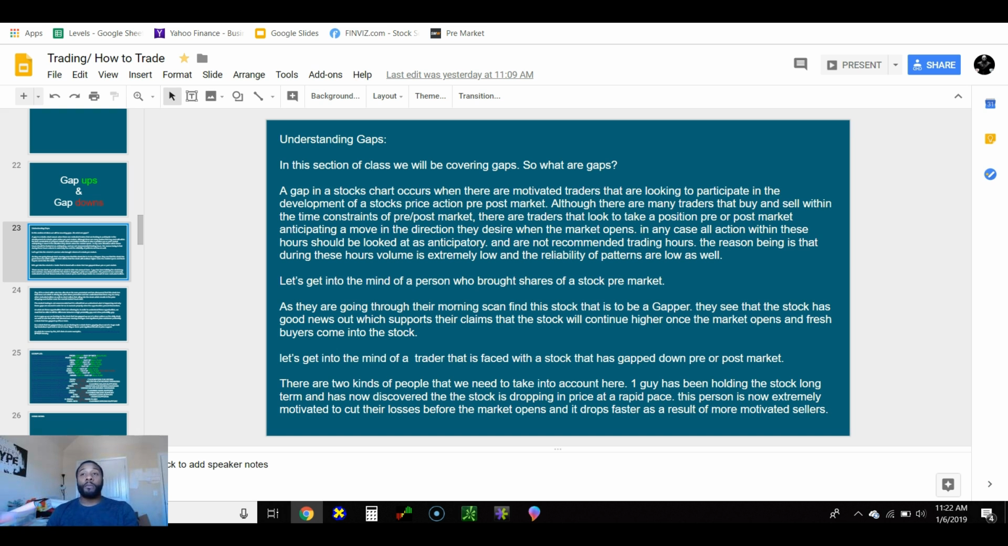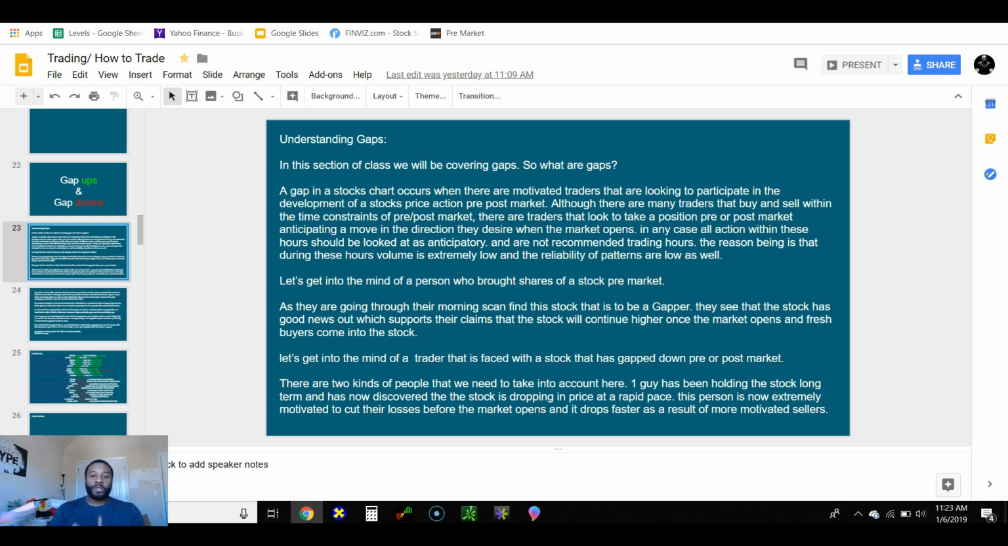So when this guy was holding his stock long and now it's gapped down significantly past his stop loss, he's faced with the decision: do I stay in? Do I sell? There's so much sell pressure here, and this is what we're going to go over. So let's understand the gap, what happens with the gap, and how to manage these gaps.